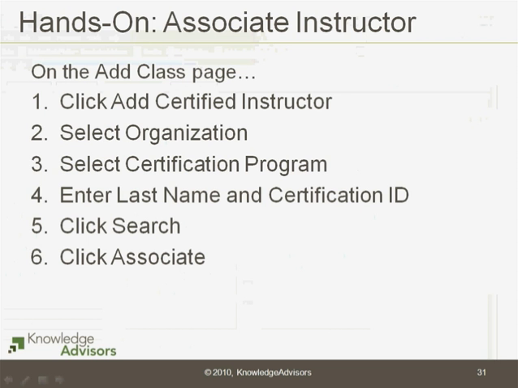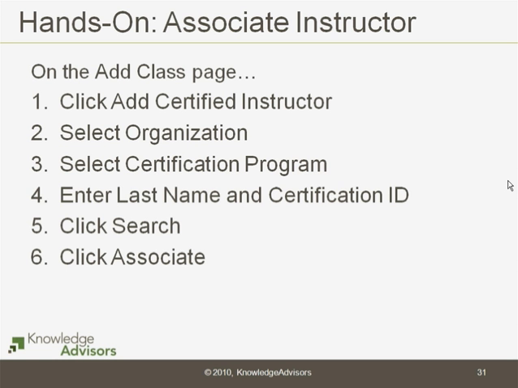On the class add page, if the certified instructor isn't present in your list already, go ahead and click Add Certified Instructor. Select the organization from the drop-down if there are multiple organizations available to you. Select the certification program that you're searching against. Enter the last name of the instructor and their ID. Click Search. And when the instructor information is returned, click Associate. Again, if you don't have the information from the instructor on their ID, reach out to them directly and they'll be able to provide that to you.